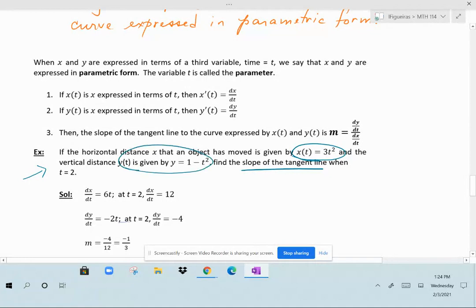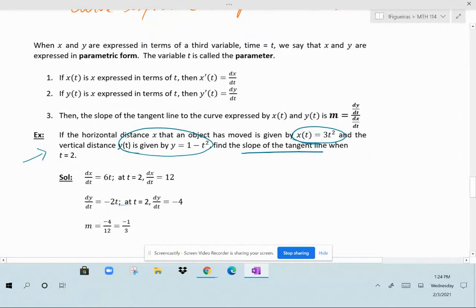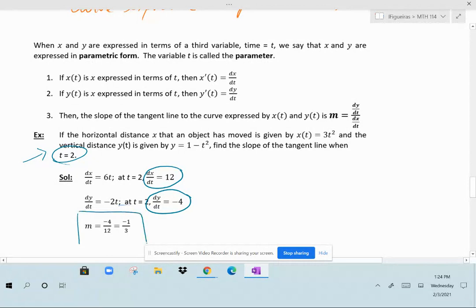So dx/dt is just the derivative of 3t squared. That's just power rule, that's 6t. And dy/dt, that's also power rule, that's negative 2t. So when I evaluate them both at t equal to 2, you get that dx/dt is equal to 12, dy/dt is equal to negative 4. So the slope of the tangent line is dy/dt over dx/dt. So negative 4 over 12 reduces to a slope of negative 1/3.